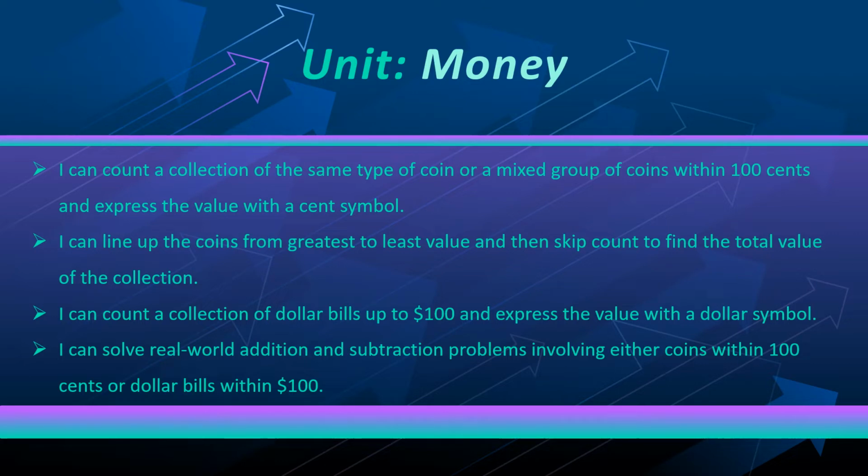This unit of study will encompass the following key learning goals. These goals can also be found on the STEMscopes parent letter. I can count a collection of the same type of coin or a mixed group of coins within 100 cents and express the value with a cent symbol. I can line up the coins from greatest to least value and then skip count to find the total value of the collection. I can count a collection of dollar bills up to $100 and express the value with a dollar symbol. And I can solve real-world addition and subtraction problems involving either coins within 100 cents or dollar bills within $100.